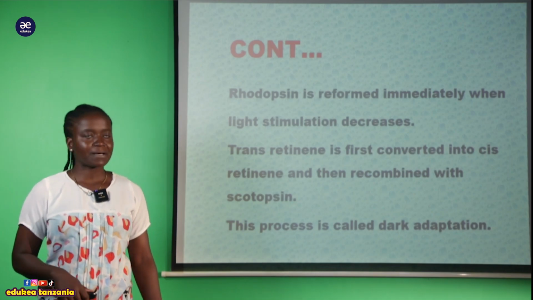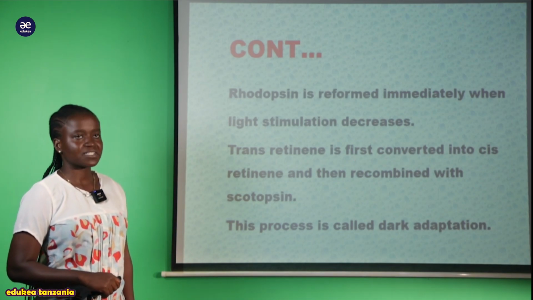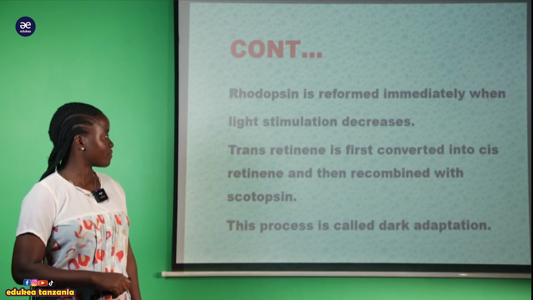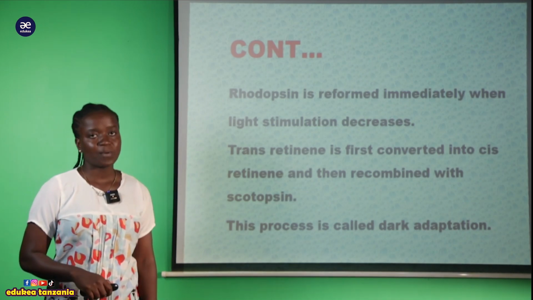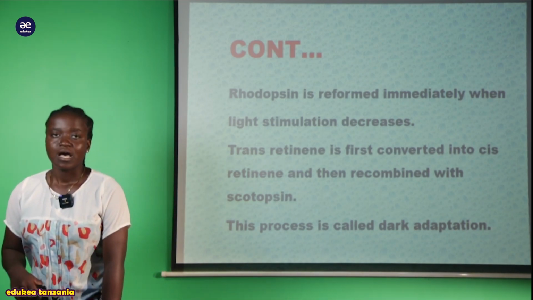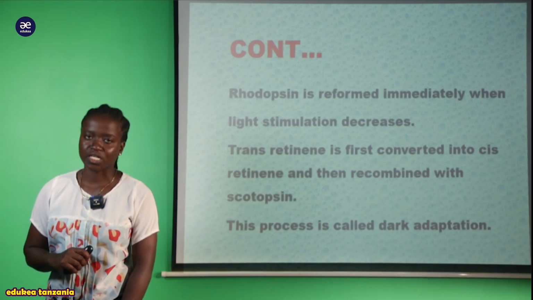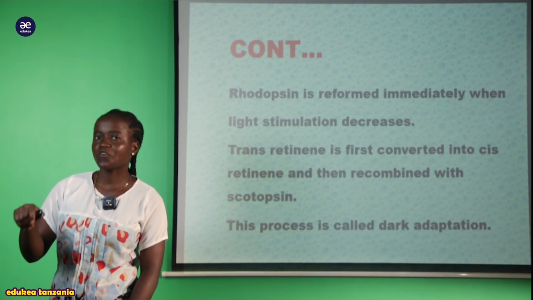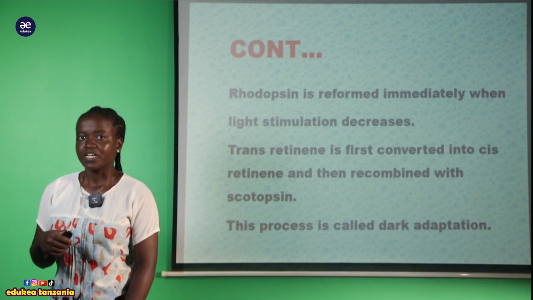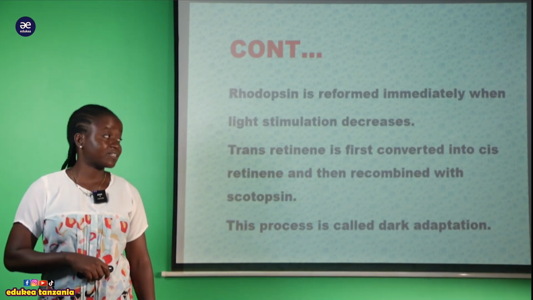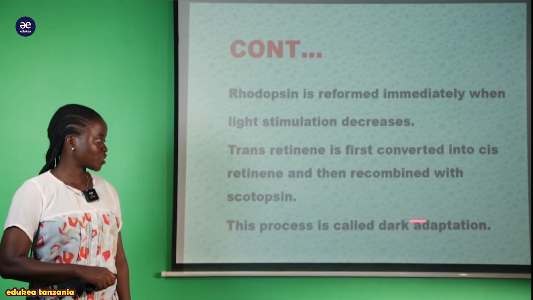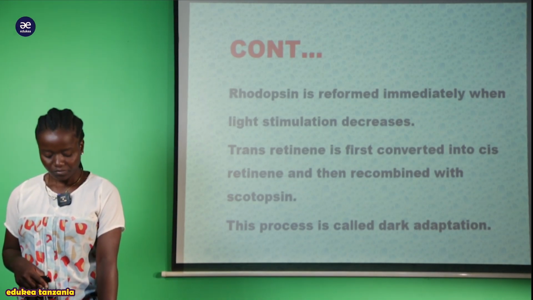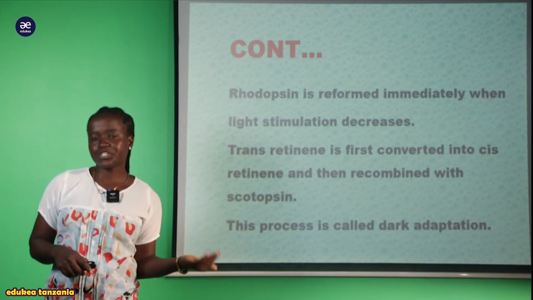That is, tumesema hapa ile retinene first ina be converted to form a cis retinene, then ina recombine with the scotopsin, ndipo ambapo inaenda kutengeneza structure ambayo inaitwa rhodopsin. Na hiyo process nzima ya kureform back the rhodopsin ndio ambayo tunaita dark adaptation. So make sure that you underline this word, dark adaptation. So that process is occurring within the rods.